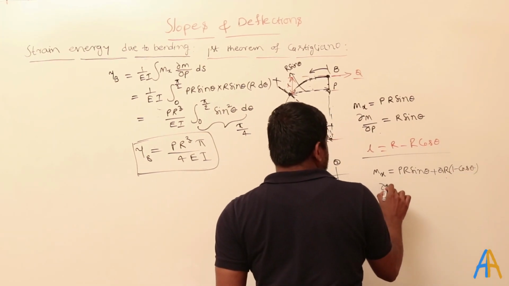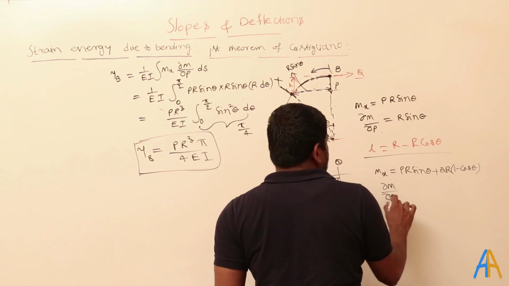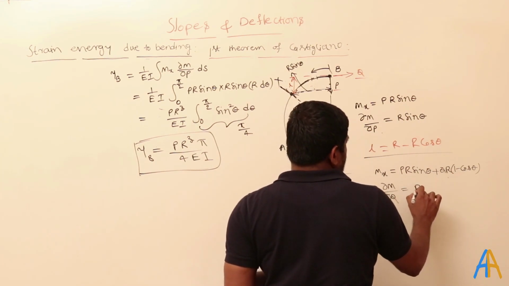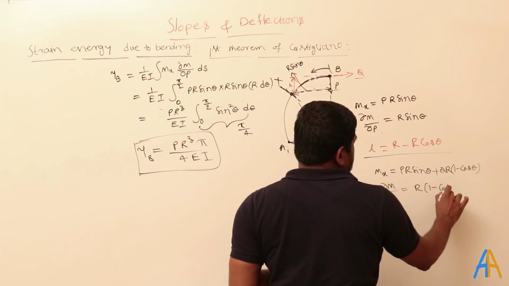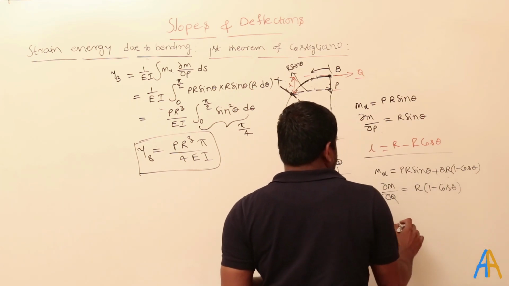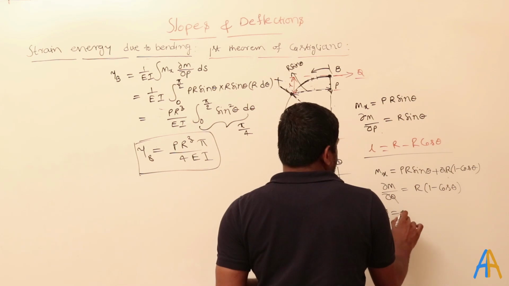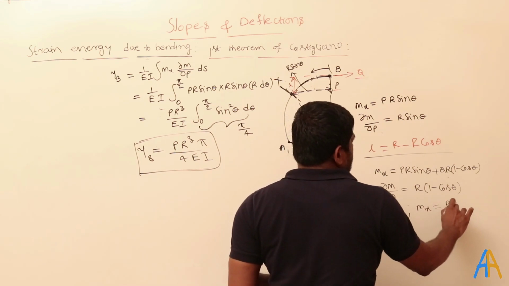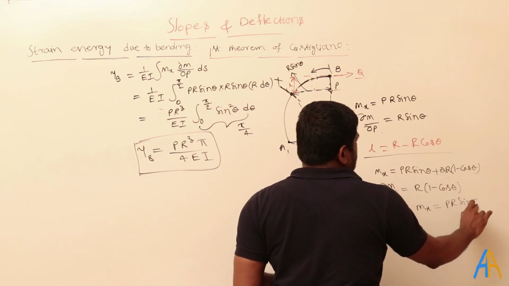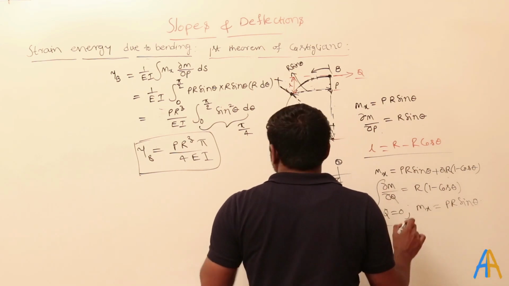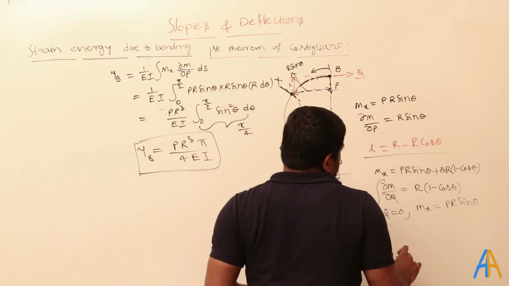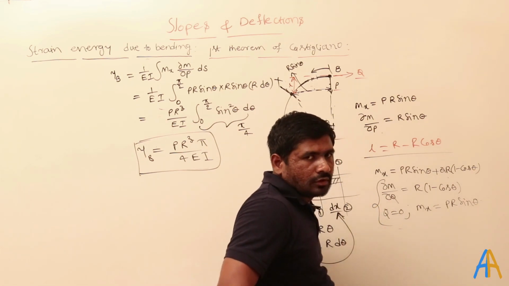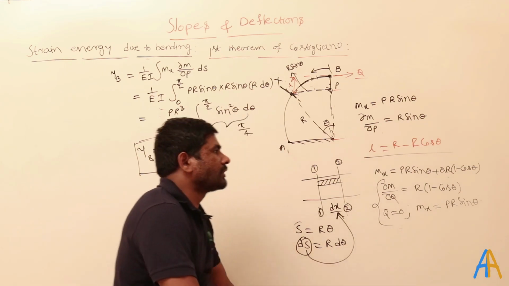Then what we need to do? ∂M/∂Q, wherever Q, here is Q. So R into (1 − cos θ) is there. And then when I keep Q equal to 0, then Mx will become PR sin θ. So you substitute these two values here and then integrate from θ equal to 0 to π/2. Then you can get the horizontal deflection here.